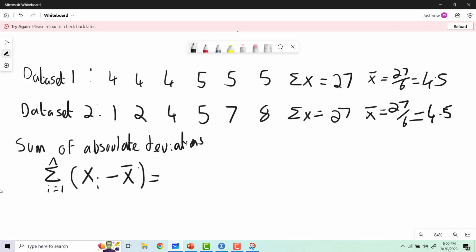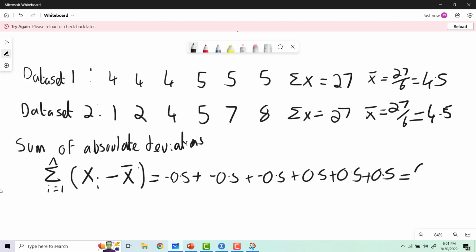And so let's look for data set 1. We've got xi minus x bar: 4 minus 4.5, minus 0.5, plus minus 0.5, plus minus 0.5, plus 0.5, 0.5. Oh, it all cancels out.